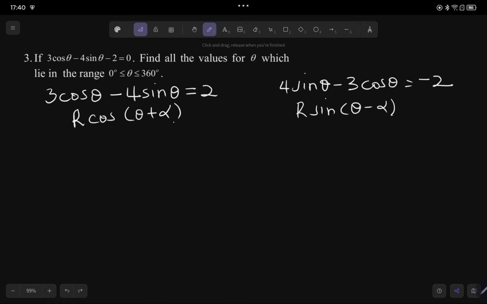Then you proceed to get r, and you get alpha. I'm going to use the first one because I don't like using negative values. But if you are good with it, you can use your -2.